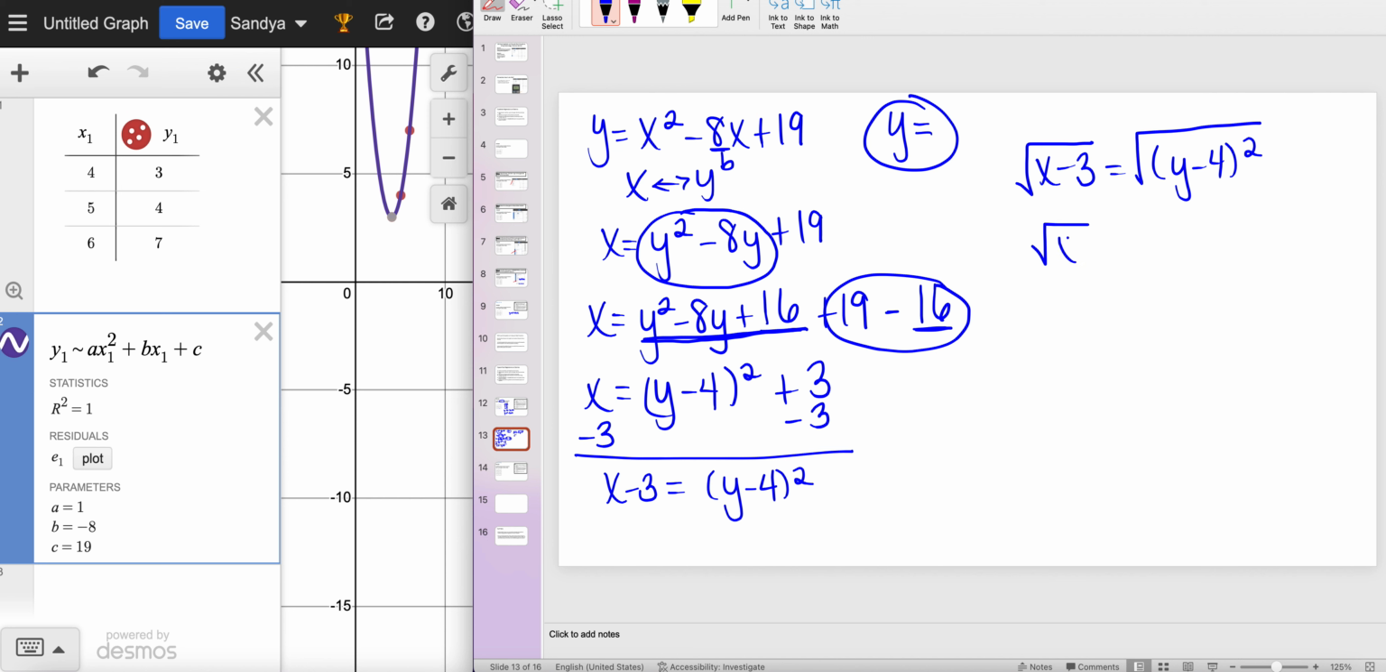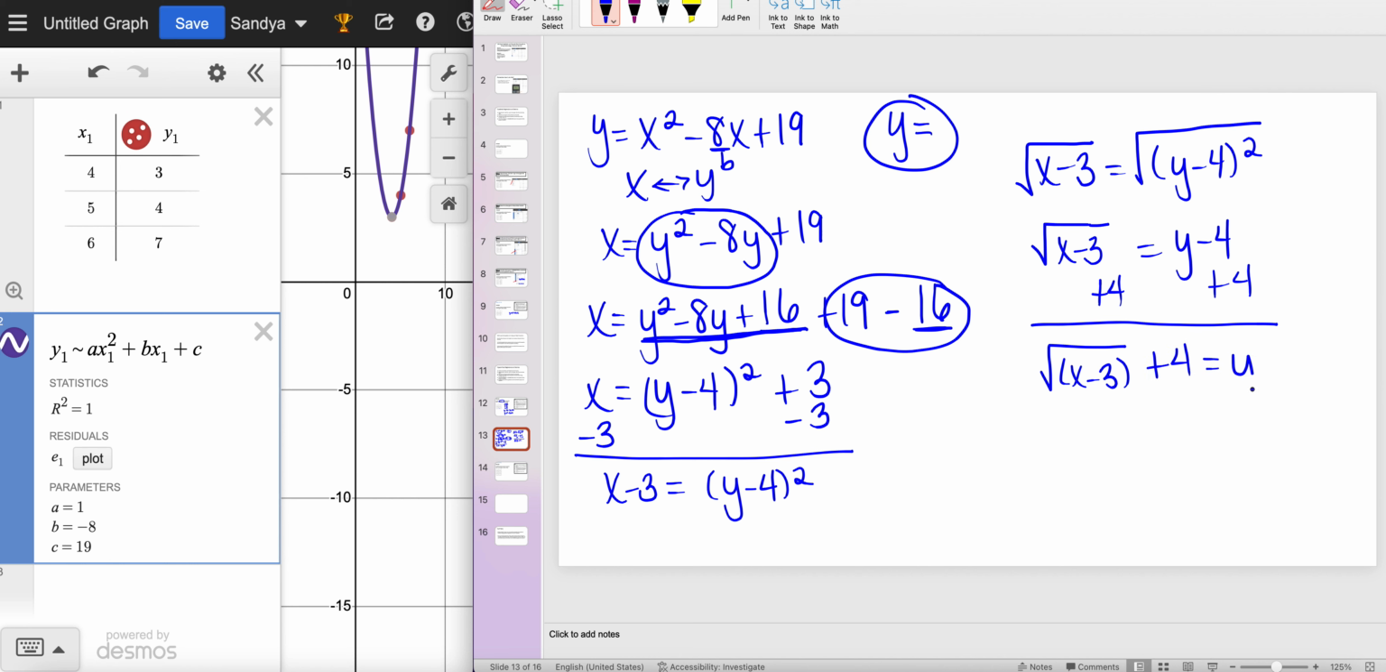So I have the square root of x minus 3 equals y minus 4. Now I'm finally close to getting y by itself. So what I'm going to do is add 4 to both sides. When I do that, remember that the 4 has to stay outside the radical because it doesn't go under. Whatever's under the radical is going to stay there, and then the plus 4 is going to be on the outside. So that is y.